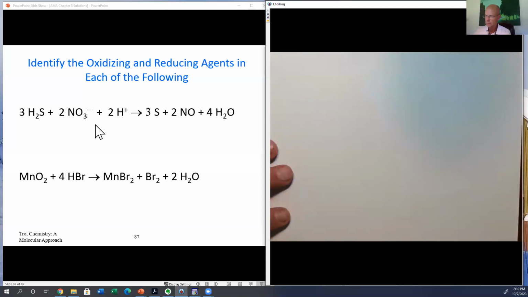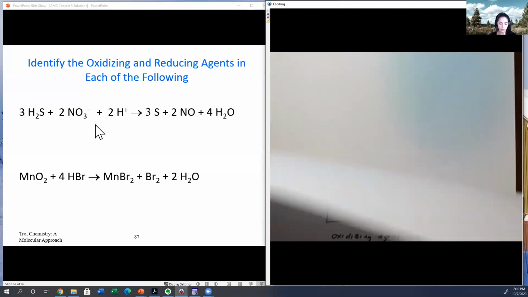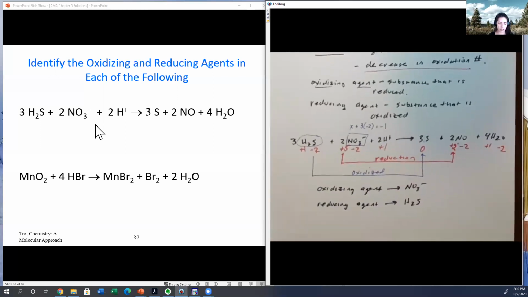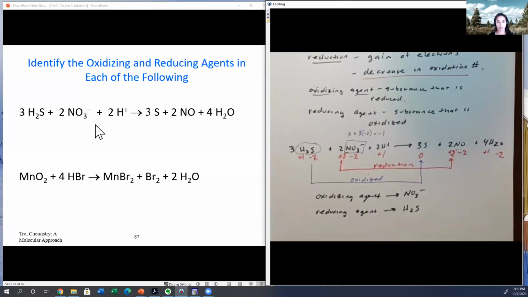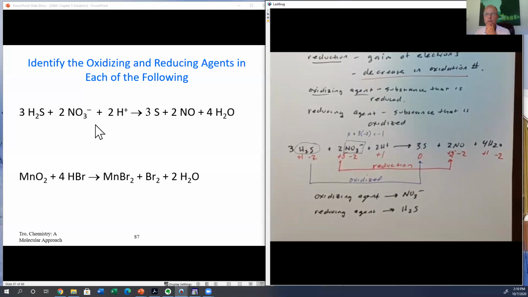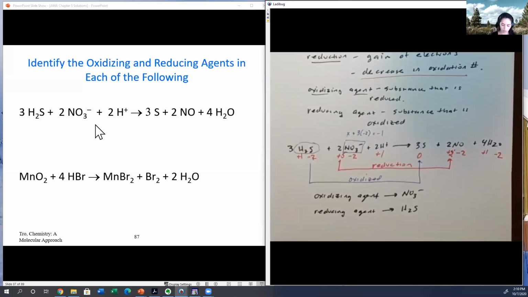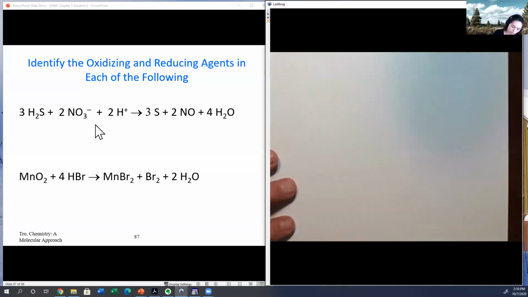I have a quick second question. Yes. When we're finding the agents, do they always come from the reactants, because we're looking at the reactants, not the products? Correct. Yep, they're going to come from the reactants. Correct. Yeah, good question. Okay, let's do one more.